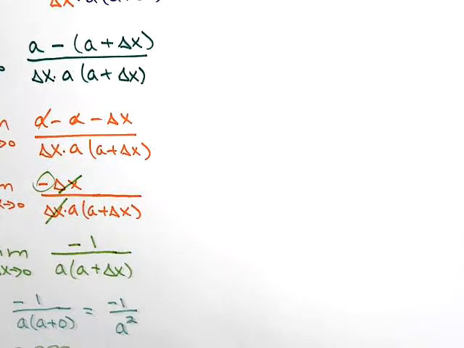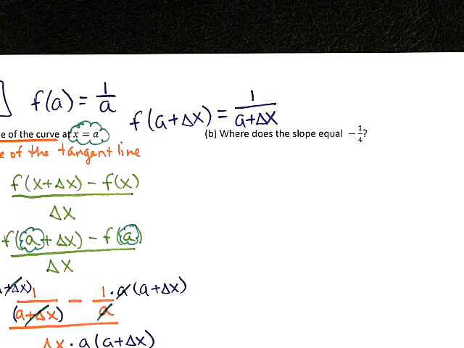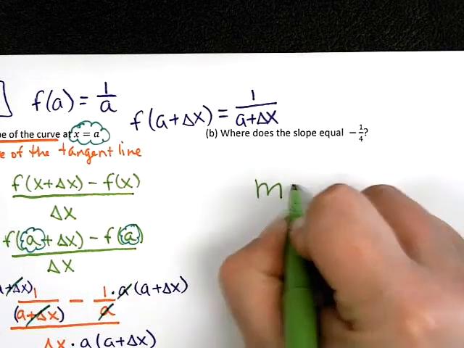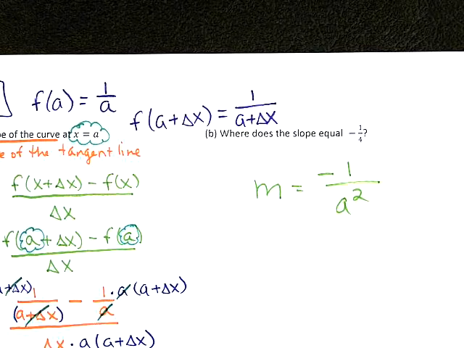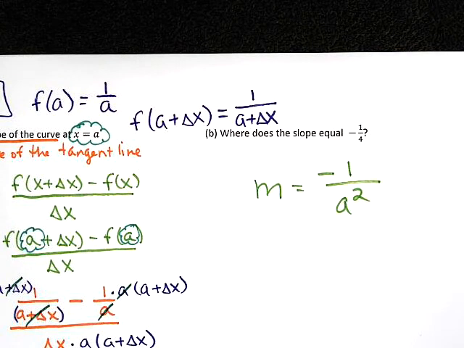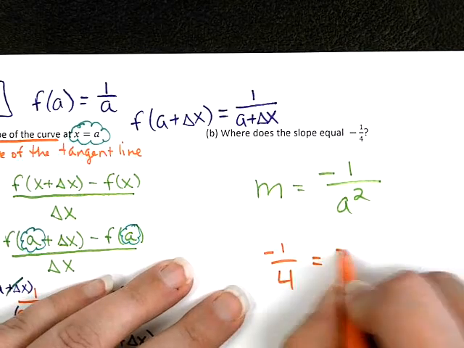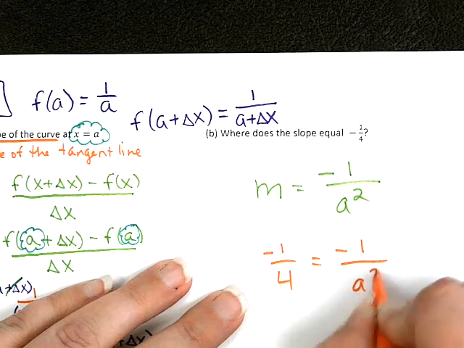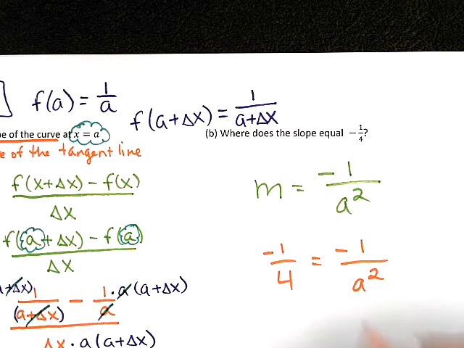Part B asks us, where is the slope equal to negative 1/4? Well, we just did all of that work and we came out with the slope is equal to negative 1 over a squared. All right, well, I want the slope to equal negative 1/4. Cool, that's what I'm going to make m. Negative 1 over 4 equals negative 1 over a squared. Just cross multiply and solve for a. Negative a squared equals negative 4.